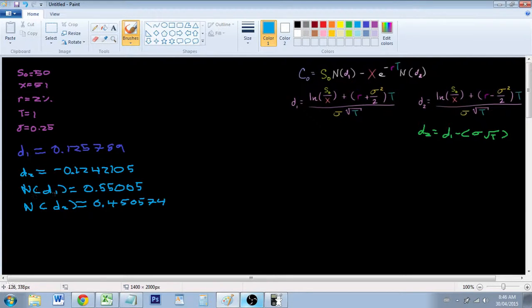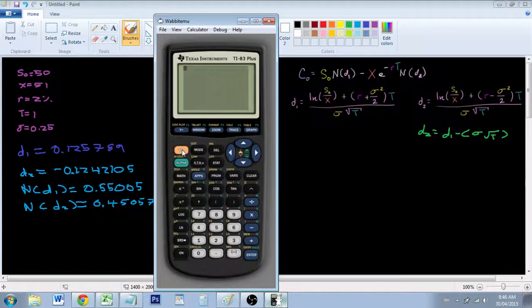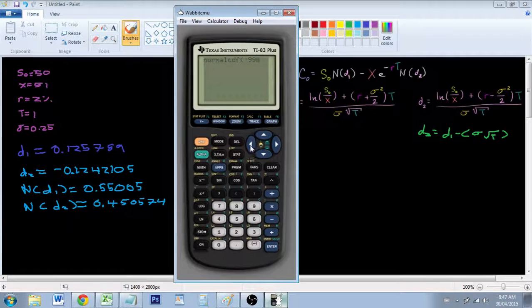How do you calculate N(d1) and N(d2)? Well, that's the cumulative distribution function for a standard normal. Big wordy thing. Pretty much it's just calculating probability. So if we use our graphing calculator to do it, you go to distrib, whatever that is. You're going to go for number 2, and then you need to plug in some really small number, and then your parameter here, 0.125789, and you end up with 0.55005.